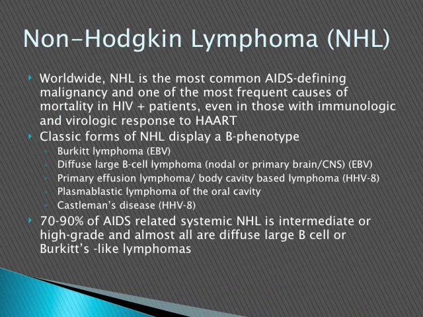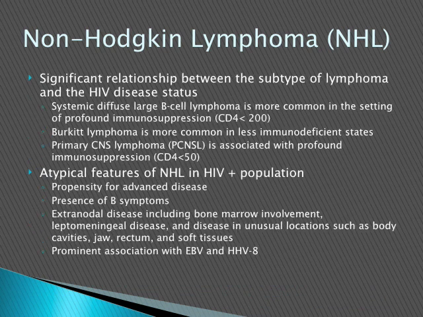There are many classic forms of lymphoma. You've got Burkitt's, diffuse large B-cell, primary effusion or body cavity based, plasmablastic lymphoma of the oral cavity, and Castleman's disease. 70 to 90% of all AIDS-related NHLs are going to be intermediate or high grade, and almost all are due to large B-cell and Burkitt's lymphoma.